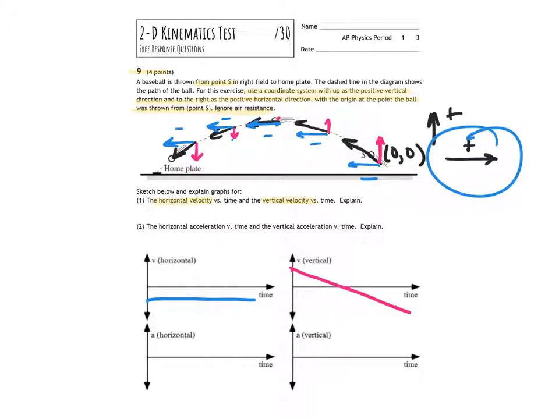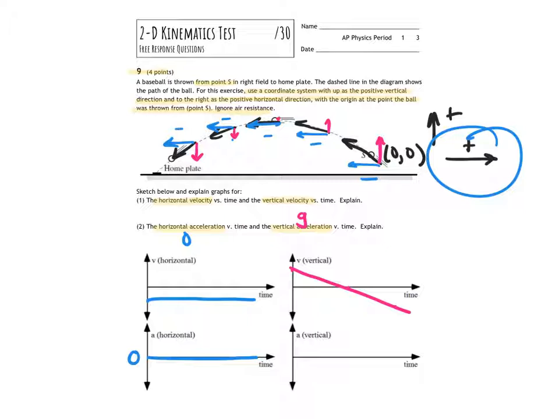Now when we think about acceleration, if we need to figure out what our horizontal acceleration is and our vertical acceleration, you already know a couple things here. Gravity is what's causing that vertical acceleration. And in the horizontal direction, we have no acceleration. So there we go. A horizontal acceleration versus time graph where 0 is the value at any point in time.